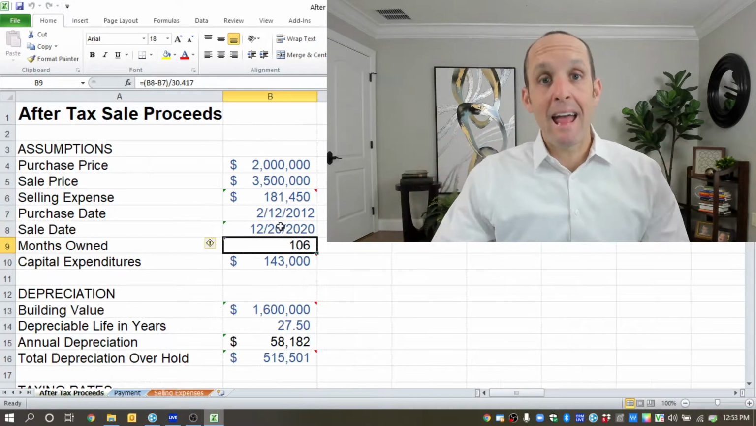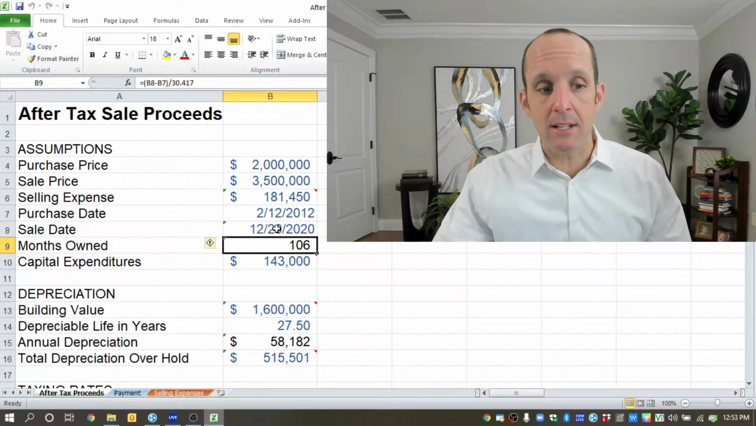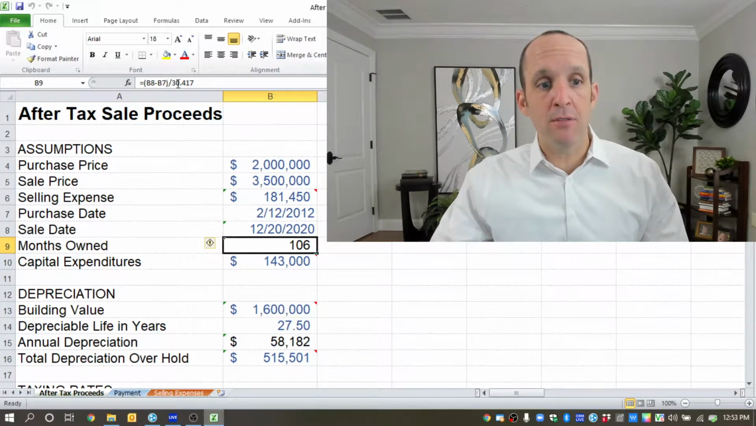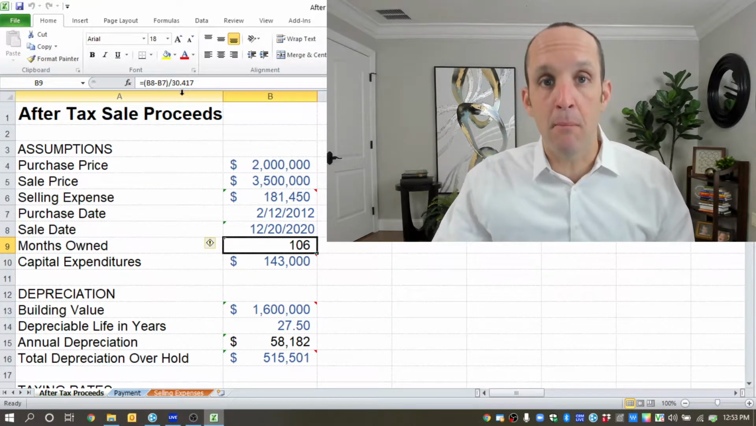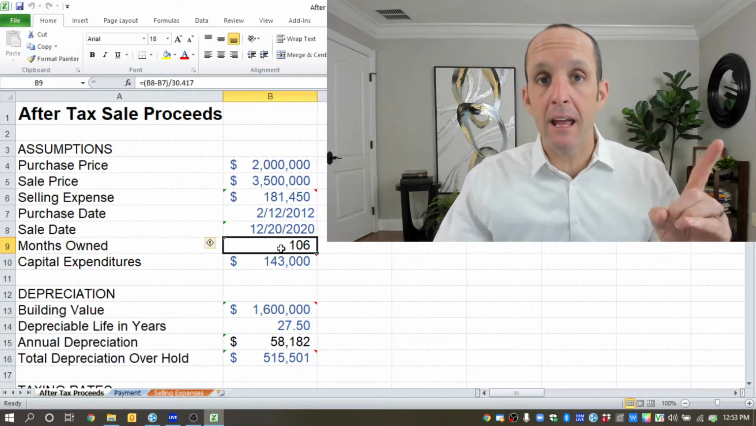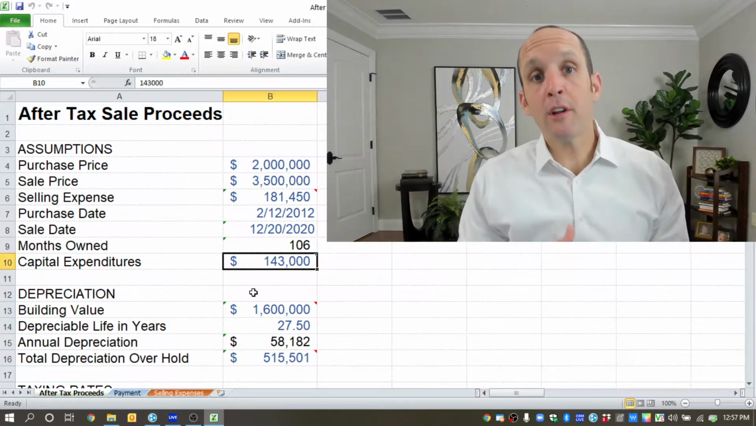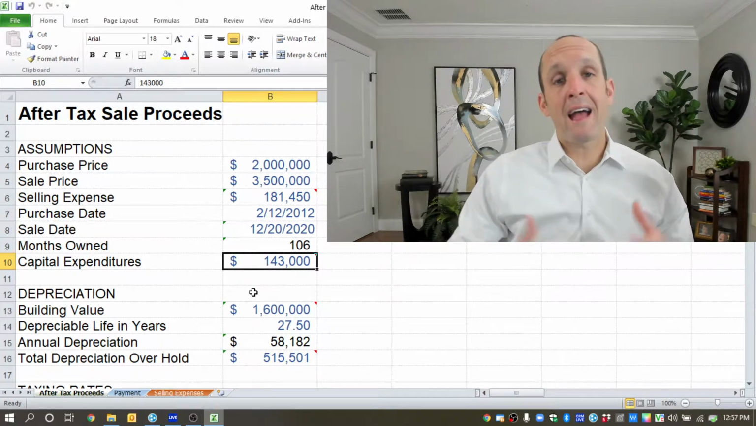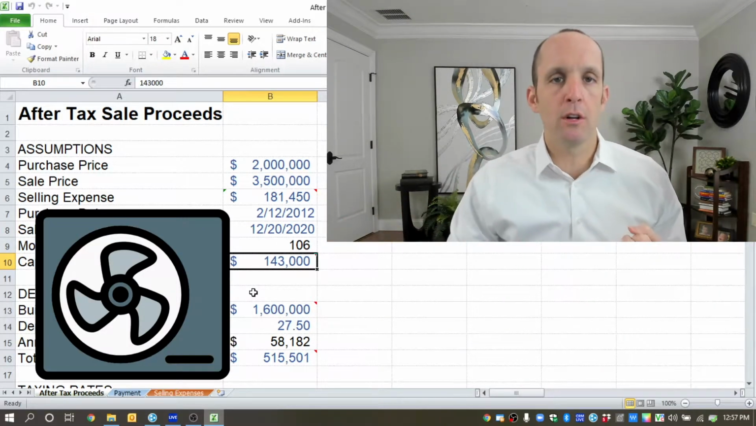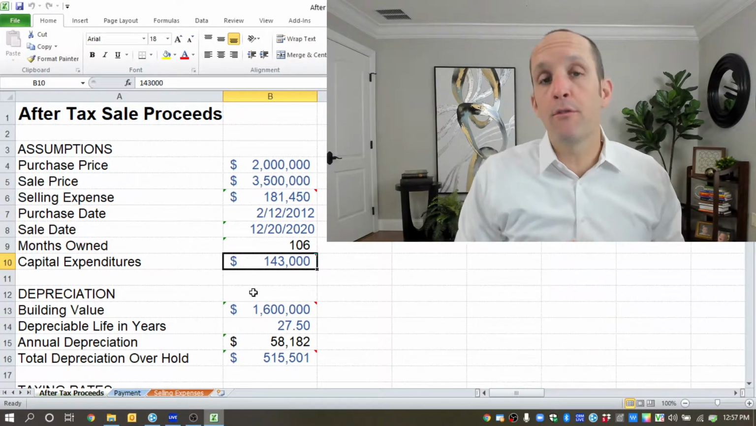Excel has a cool function where it'll actually calculate the number of days between a sale date and a purchase date. And then, of course, I've just divided it by 30 days in a month, which equals 106 months of ownership, which will come in play when we're calculating your depreciation recapture tax. During your period of ownership, you would have had capital expenditures over that 8-year period. Air conditioning units, roofs, replacement of the parking lot. I made up the number of $143,000 here.